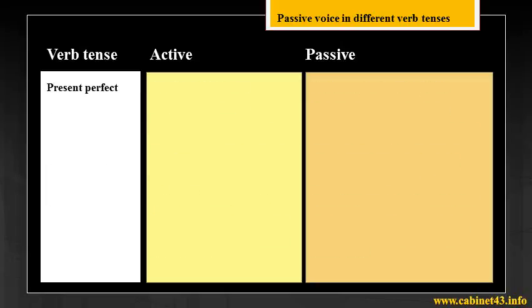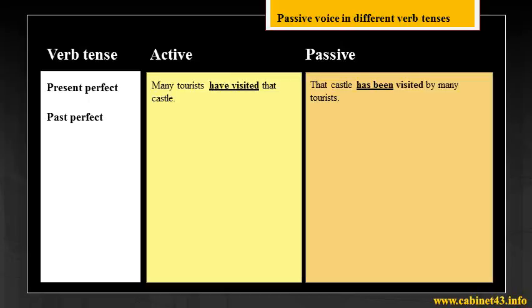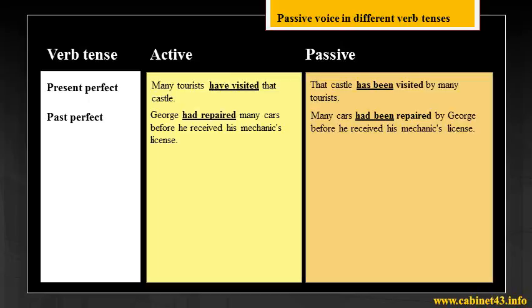Present perfect. Many tourists have visited that castle. That castle has been visited by many tourists. Past perfect. George had repaired many cars before he received his mechanic's license. Many cars had been repaired by George before he received his mechanic's license.